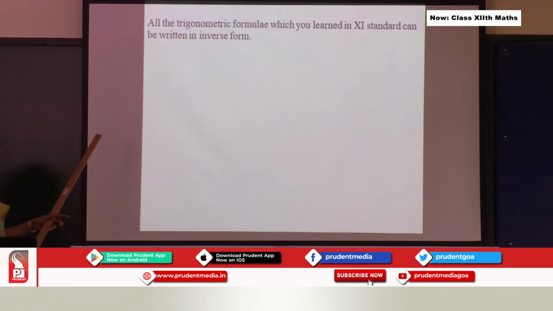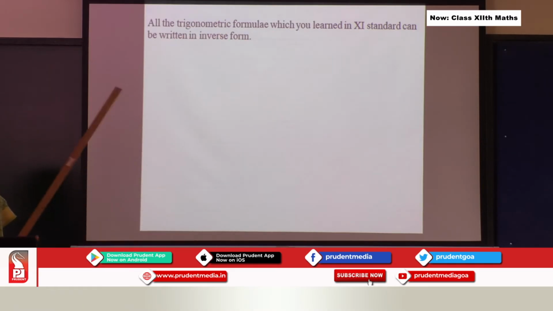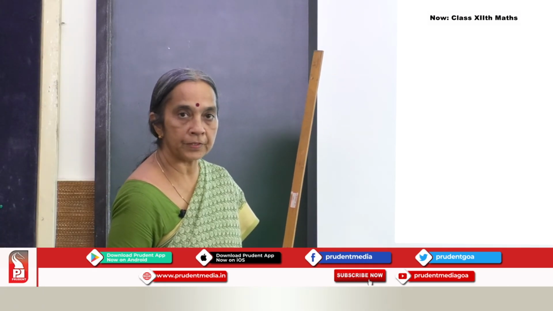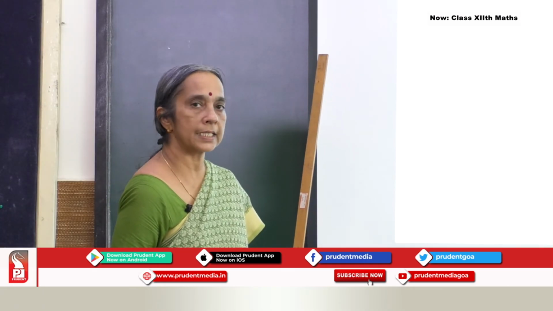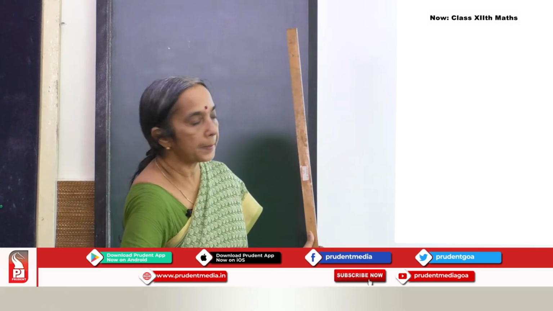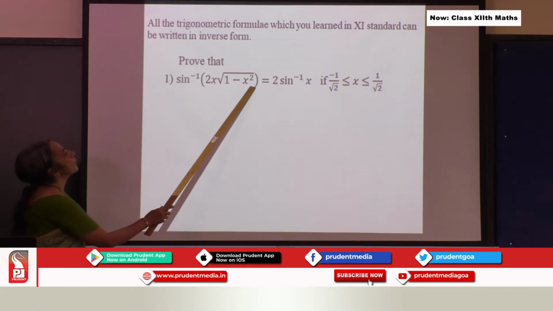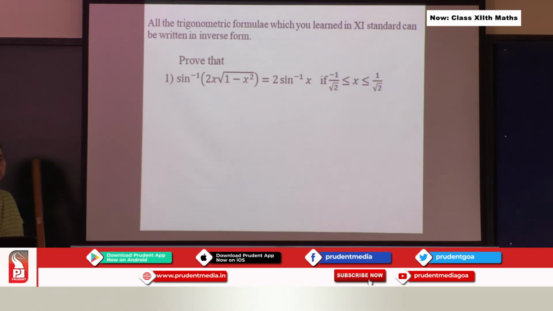Okay. Now all the trigonometric formulae which you learned in 11th standard can be written in inverse form. I am showing that using some examples. In the exam, it can be asked: prove that sin inverse of 2x into root of 1 minus x square is equal to 2 sin inverse of x. It is proved using one of the trigonometry formulae which you learned in 11th standard. Let us see what that is.